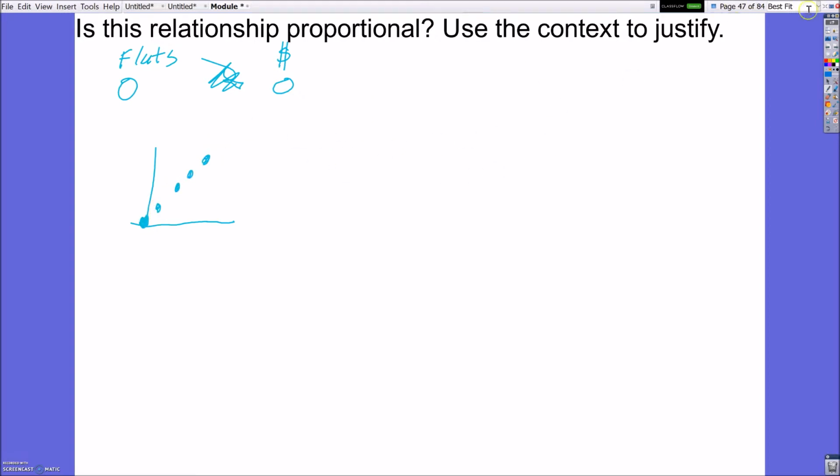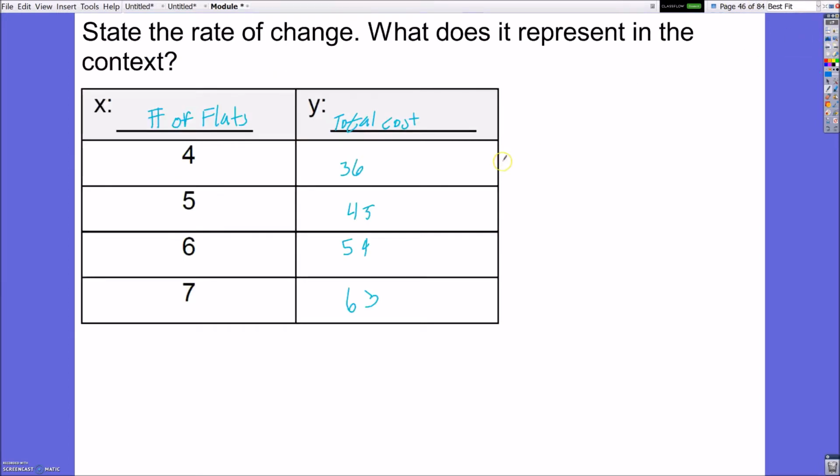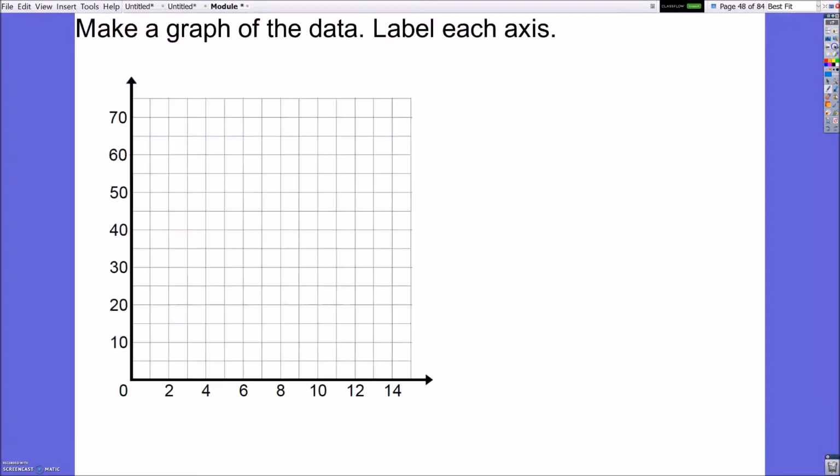Now, if we're using the table, let's go back to it. Remember, what we would want to do is look at Y over X, not change in Y over change in X, that's for rate of change. For just Y over X, this would be 36 over 4, which is 9. 45 over 5 is 9. 54 over 6 is 9. And 63 over 7 is also 9. Since the proportion of Y over X all equals 9, this would be a proportional relationship.